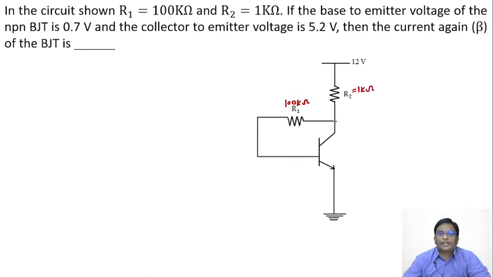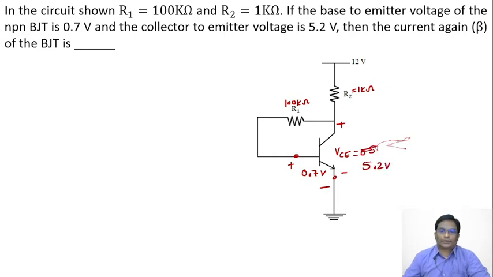The base to emitter voltage, this voltage, is given as 0.7 volt. And the collector to emitter voltage: this is the collector terminal, this is the emitter terminal, VCE is given as 5.2 volts. This VBE is given as 0.7 volts, and this VC is given as 5.2. Then they are asking for the current gain beta. What is this beta?